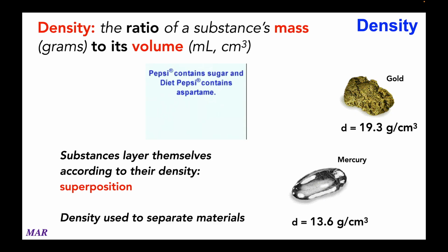Pepsi contains sugar and Diet Pepsi contains aspartame. Sugar solutions are more dense than aspartame solutions. Aspartame, which is also known as NutraSweet, is used in a lot of diet drinks, and it has a different relationship with the water in the Diet Pepsi than sugar does with the water in regular Pepsi. So you can actually separate them out using that system.